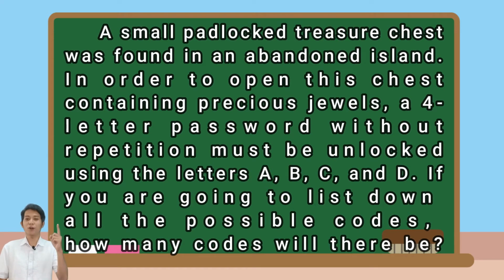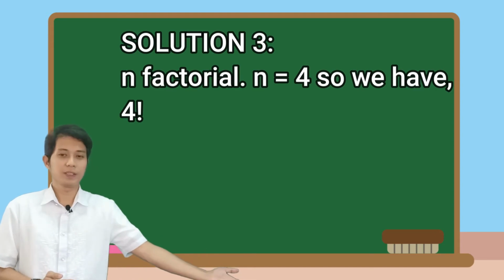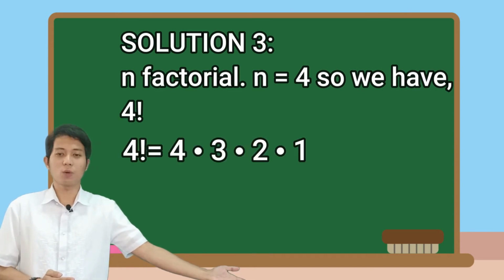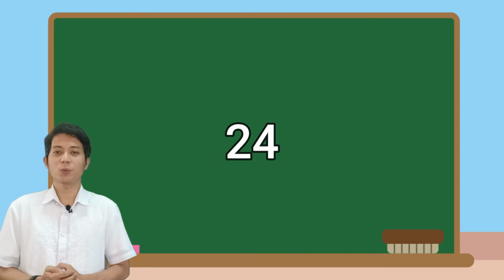Since there are only 4 letters to be arranged, that means n is equal to 4. So we have 4 factorial. 4 factorial equals 4 times 3 times 2 times 1. Multiplying the numbers, the answer will be 24. There are 24 possible codes.